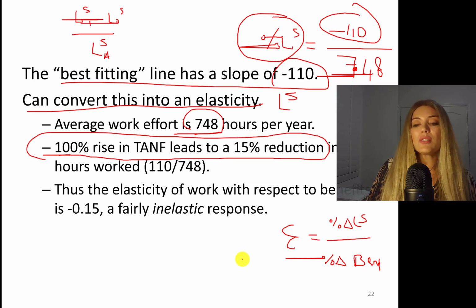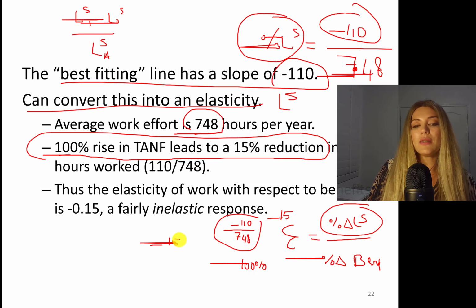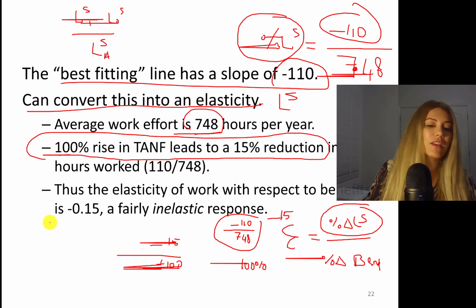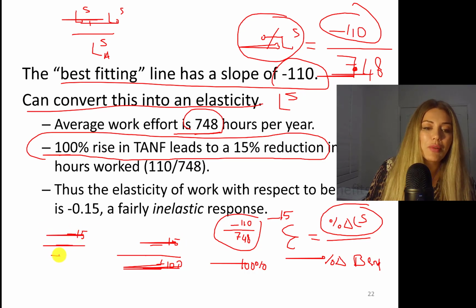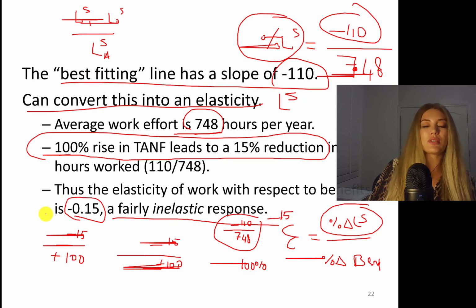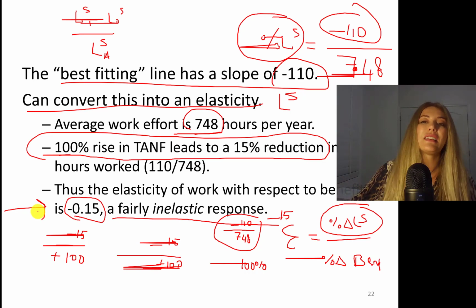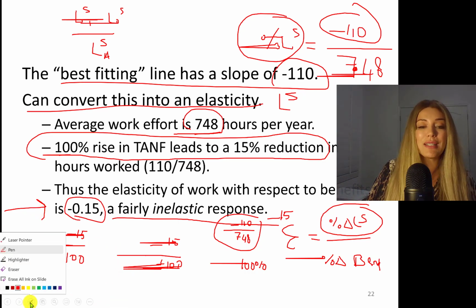I know doubling the benefits means benefits increasing 100%. We need to find the percent change in labor supply. I know labor supply is going down by 110 units, and let's say we start from the average. If you calculate this, it is a 15% reduction. So minus 15 divided by plus 100. Oh my gosh, Freddy Krueger effect. Minus 15, I'm going to rewrite it. Plus 100. So you have negative 0.15, which means this is a fairly inelastic response. This basically means, in English, if the benefits are increased by 1%, labor supply declines by 0.15%. The impact is pretty small.